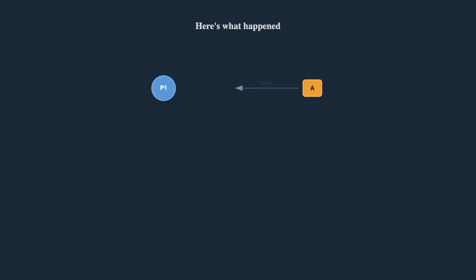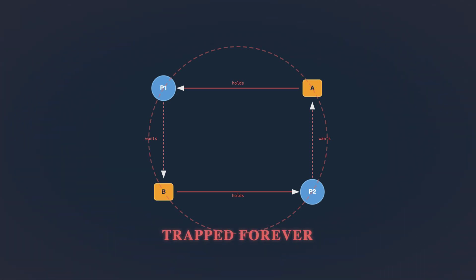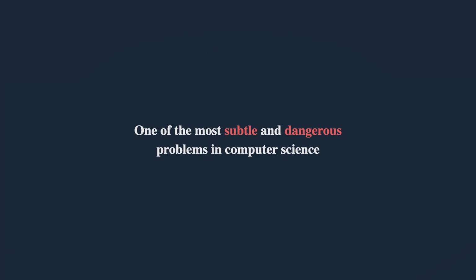Process 1 grabbed resource A and now needs resource B to continue. But process 2 already holds resource B, and it needs resource A. Each process is waiting for the other to release what it holds. But neither can release, because neither can finish. They're trapped forever. This is one of the most subtle and dangerous problems in computer science.